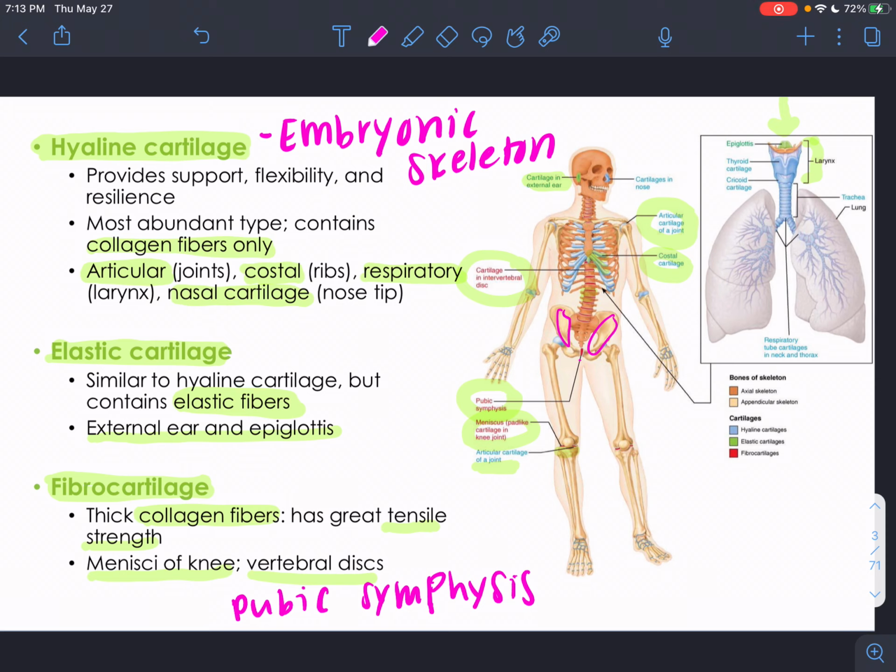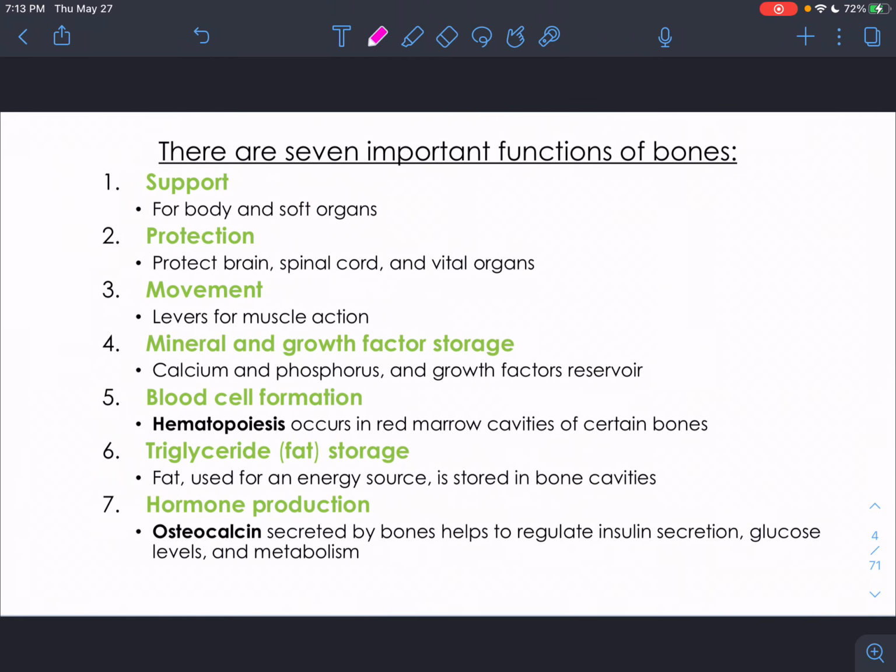So fibrocartilage is really in areas that have a lot of tensile stress on them. So think about all of the stress that's in your knee joint, all of the pressure and weight put on in between the vertebrae, and then also between your two hip bones. Okay. All right, so that's a little bit about cartilage. We're going to talk about especially hyaline cartilage throughout the rest of the chapter, but there are all these types of cartilages found within the skeleton, you could say.